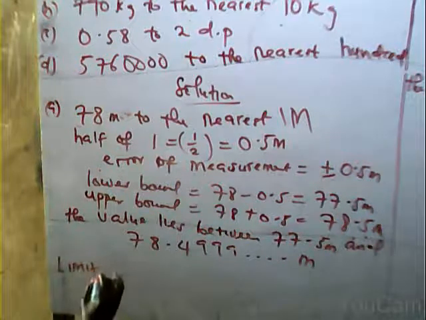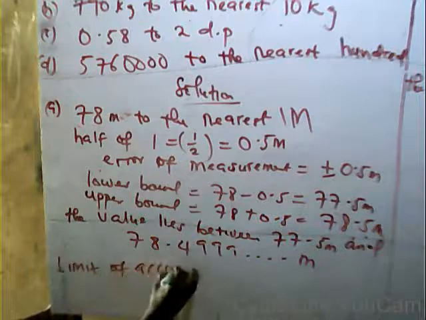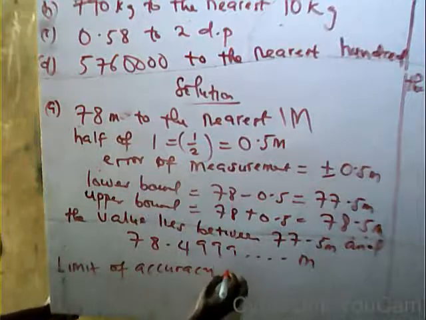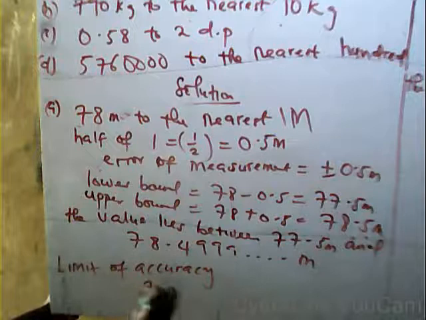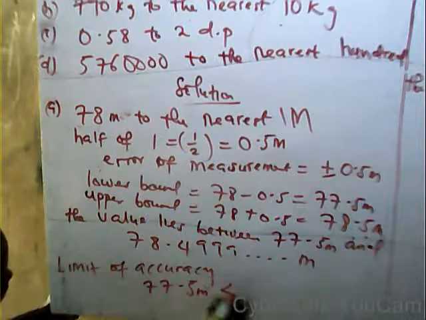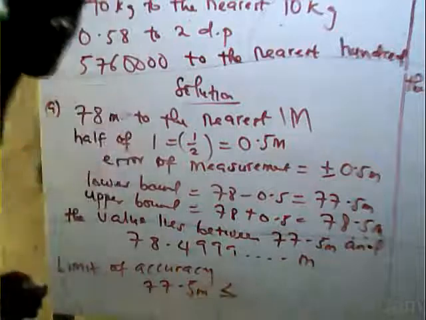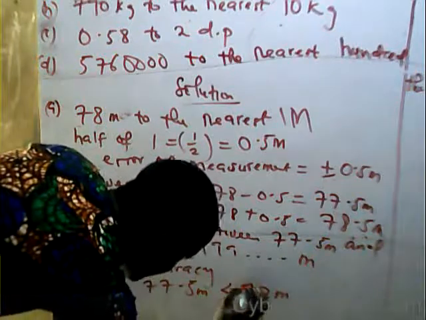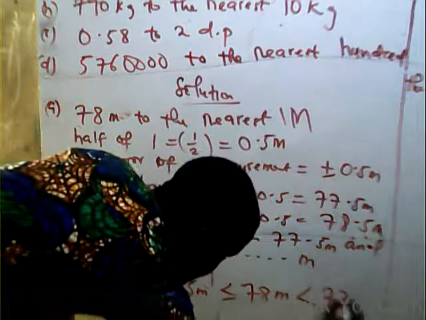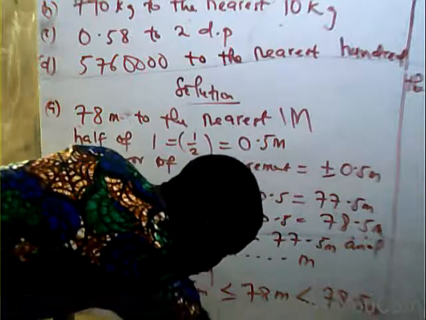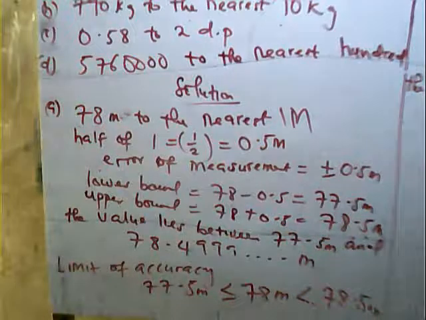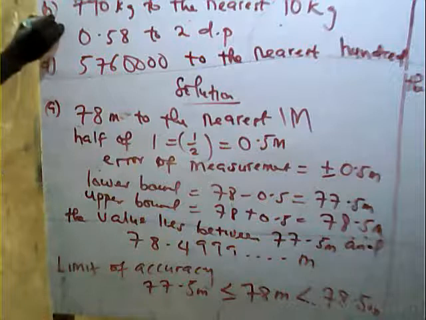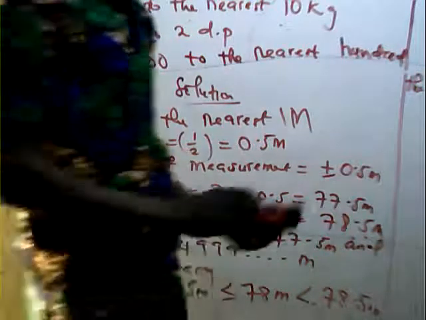So the limit of accuracy will now be 77.5 meter less than or equal to 78 meter, less than 78.5 meter. So that is that for that one. Then for the second one, let's move on to the second side.